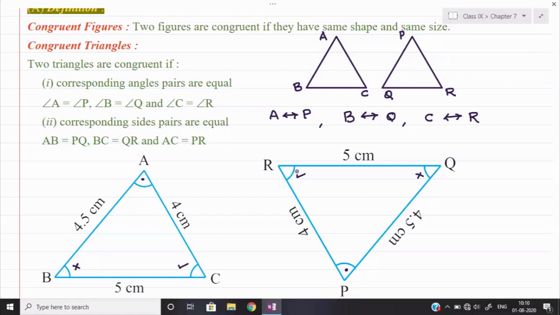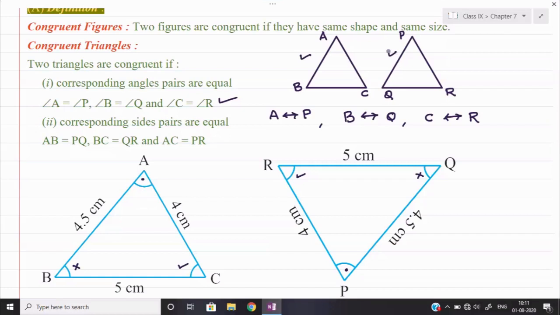And if these corresponding pairs of angles are equal, we will say that the first condition is satisfied here. Okay. Similarly, there is a second part: corresponding side pairs are equal. Corresponding side pairs are equal means those sides which are corresponding to each other, if they are equal, we can say yes, the corresponding side pairs are also equal here. You can see this figure if you have some confusion. See, AB and PQ are corresponding. So if AB and PQ are equal, I will say one pair of corresponding sides is equal. Similarly, I will get the other pairs also.